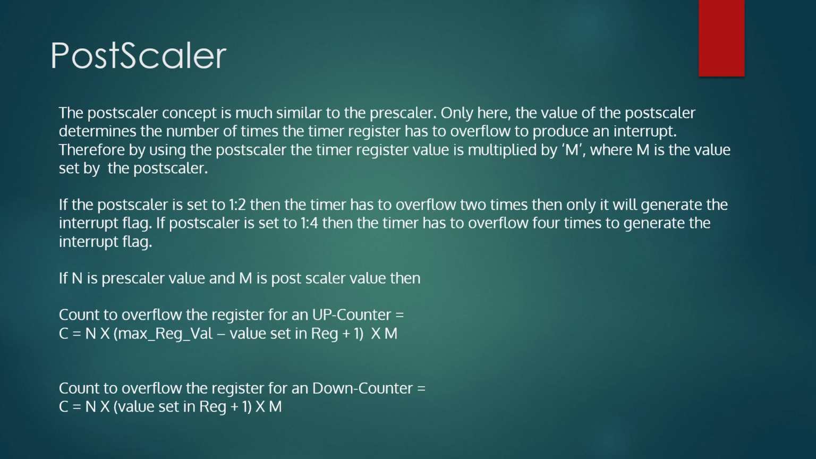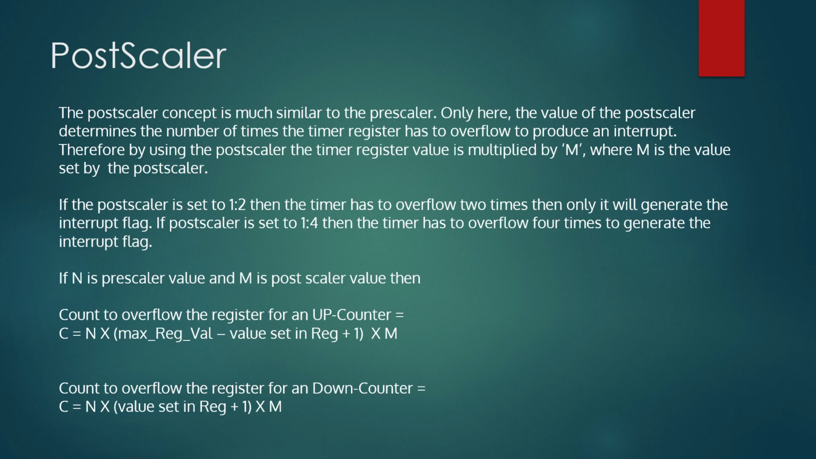So if the postscaler is set to 1:2, then the timer has to overflow 2 times to generate the interrupt flag. So only one overflow will not generate the interrupt flag. In the same manner, if the postscaler is set to 1:4, then the timer has to overflow 4 times to generate the interrupt flag.